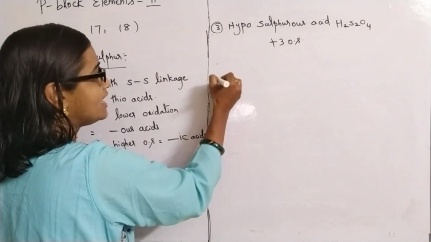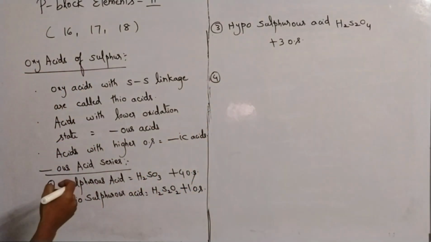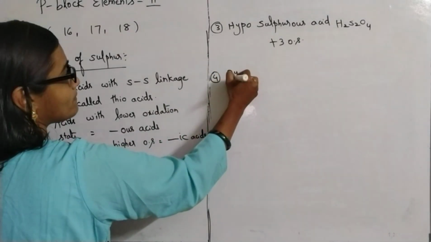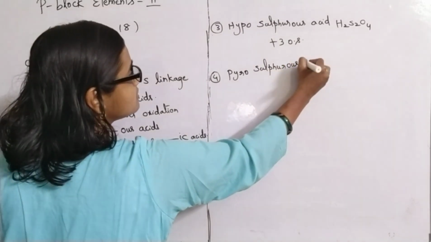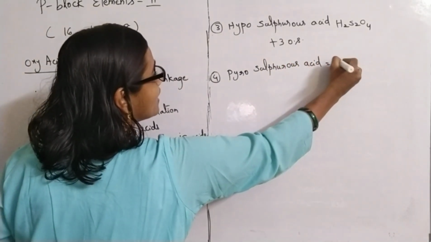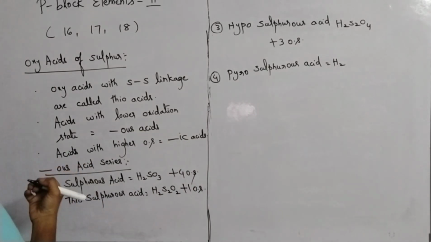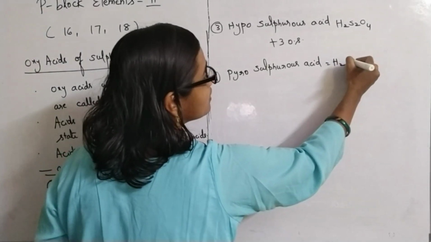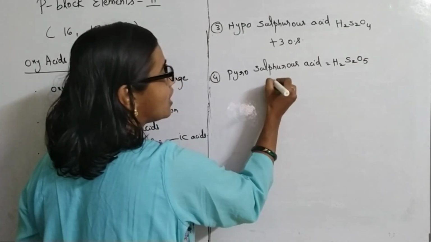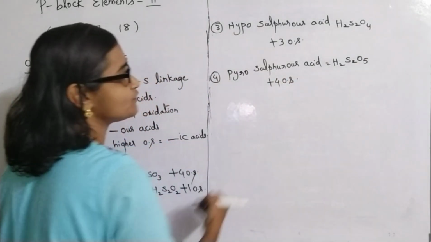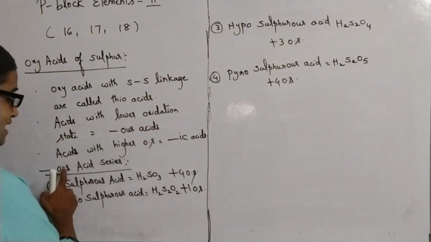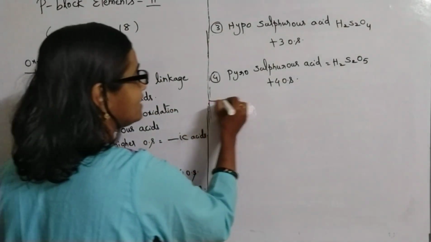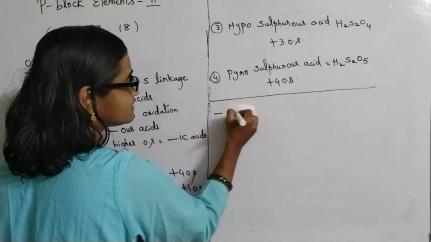Please remember. The fourth type of ous acid is pyrosulfurous acid. Its formula is H2S2O5, with a +4 oxidation state of sulfur. So these four are the ous acid series. Then we go for the ic acid series.